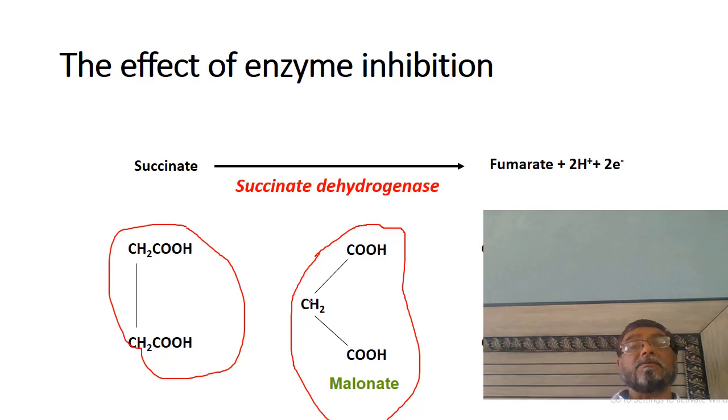The succinate dehydrogenase is meant for succinate, and not for malonate. But in the competitive inhibition process, these have a similarity, so malonate actually binds with this enzyme, and there is no room for the substrate. There will be no room for succinate when malonate binds with the succinate dehydrogenase enzyme. So the enzyme will not be doing its work.